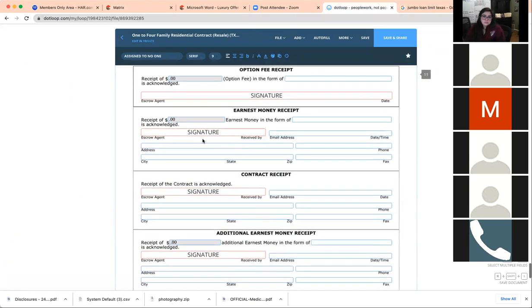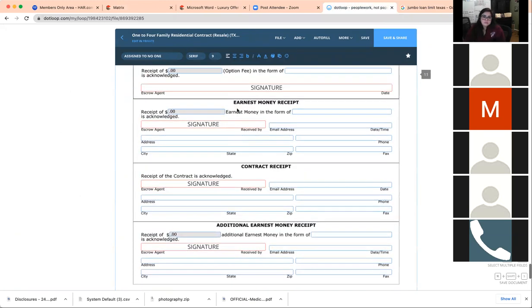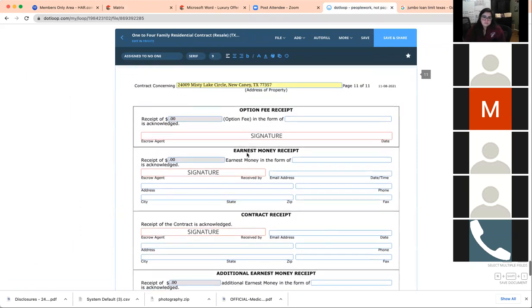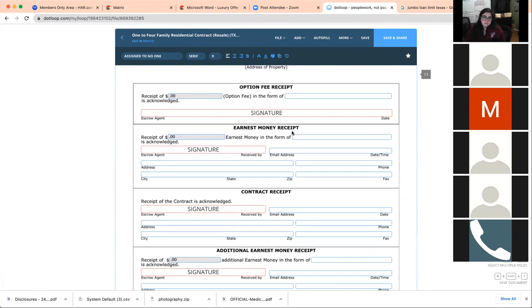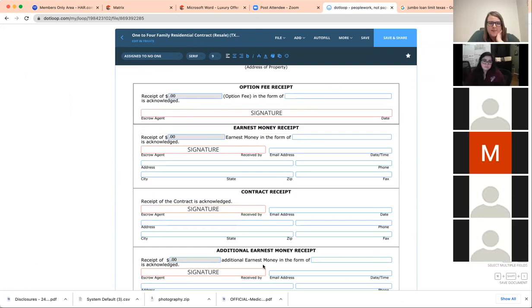The last page is option and earnest money receipts. I do require those for the contract. If there is an option, there's always earnest, but if there isn't an option, obviously it's waived. If there is, I need both receipts. That's it. That's the 1 to 4.